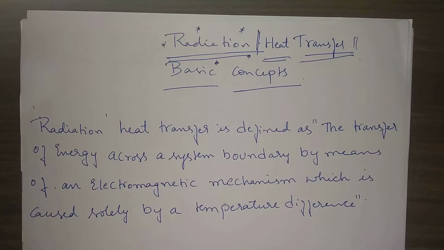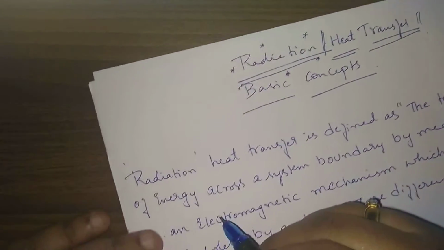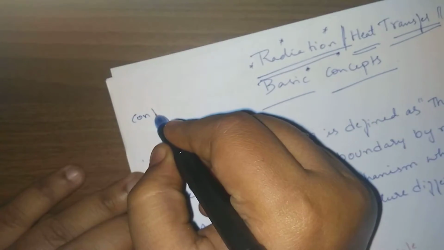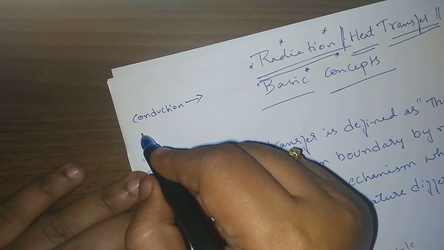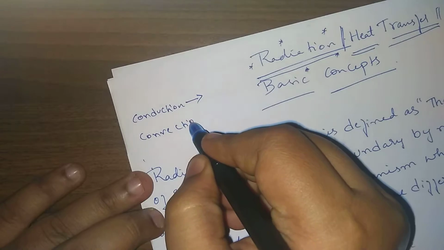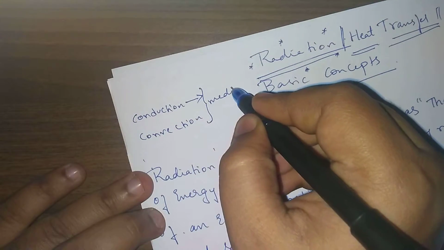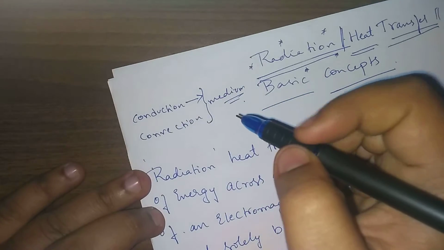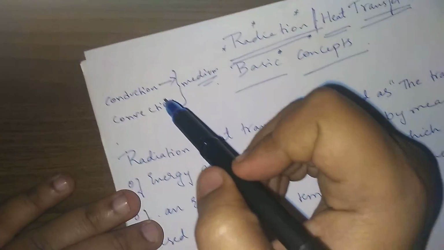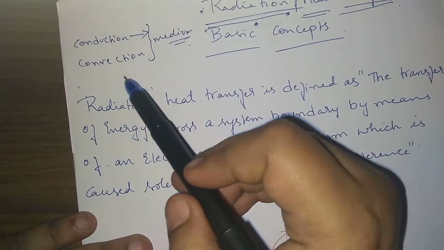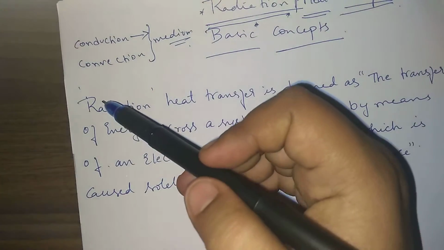If you see the conduction mode of heat transfer or the convective mode of heat transfer, we need a medium for the heat to transfer, correct? For conduction as well as convection, we need a medium. Whereas in conduction it is a solid medium, in convection it is a liquid medium, and the liquid medium should have dynamics involved in it.